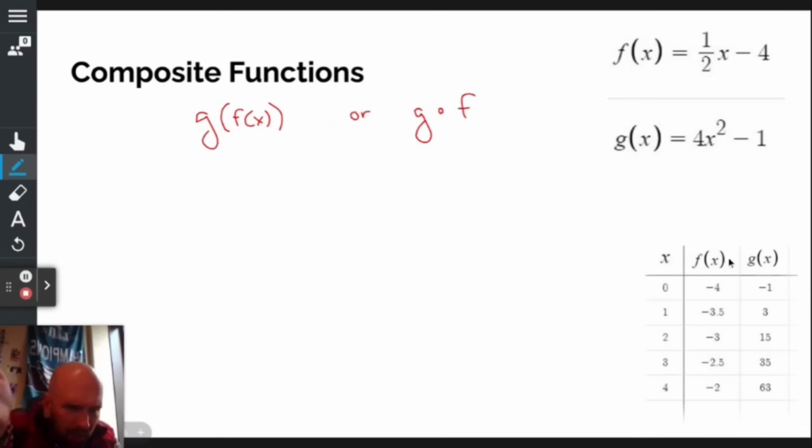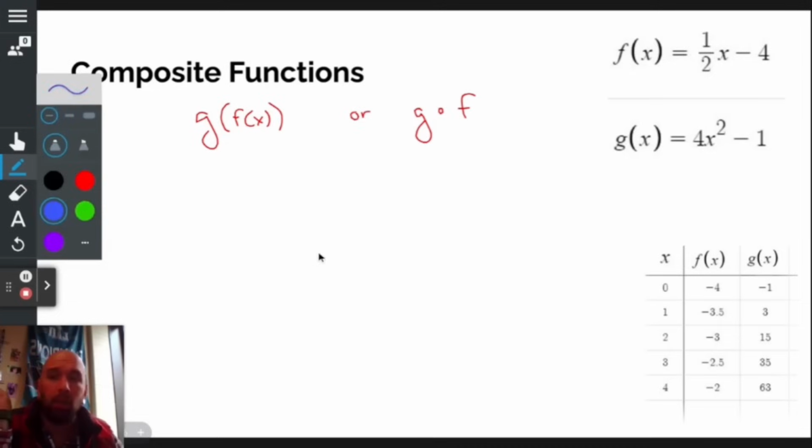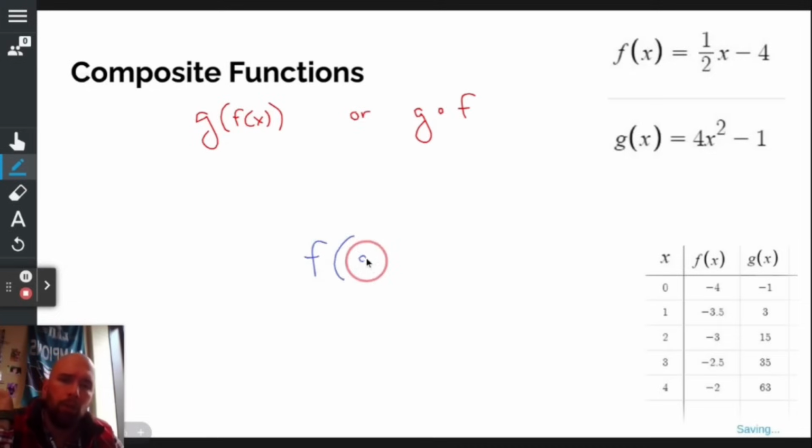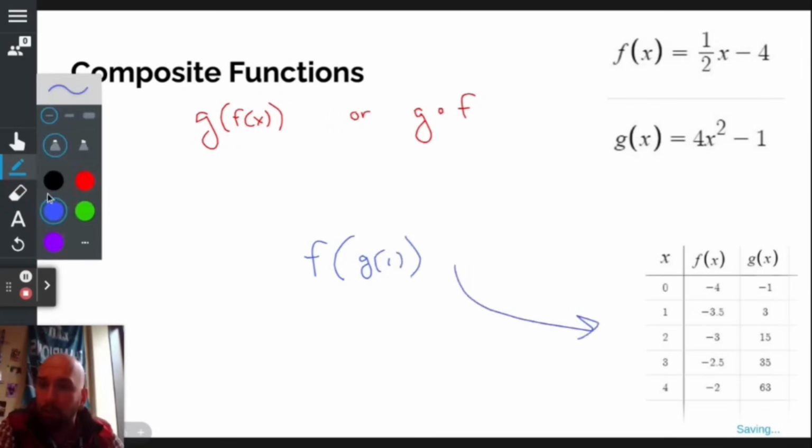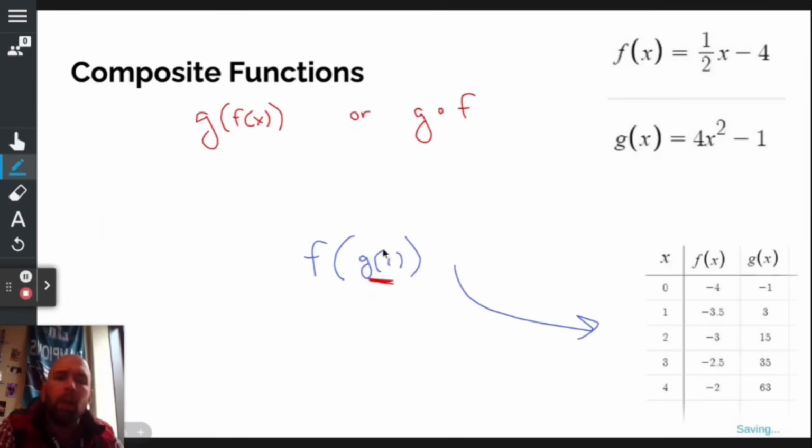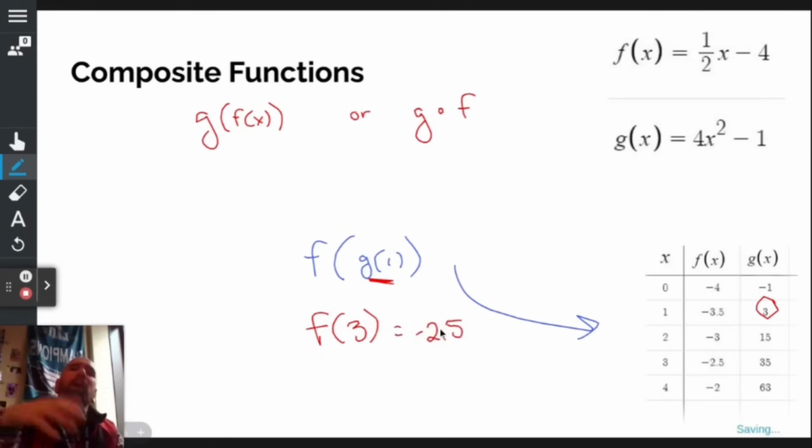If I were to look at something like this guy right here, and if I were to ask, what is f of, I'm literally making this up, f of g of 1. And if I were to look at this picture right here, I would say, okay, well, let's do the inside first. Let's do the inside most interior part. G of 1, according to this, is 3. All right, so this is saying find f of 3. X is 3, f of 3 is now negative 2.5. So it's a two-step process for you to get a final result.